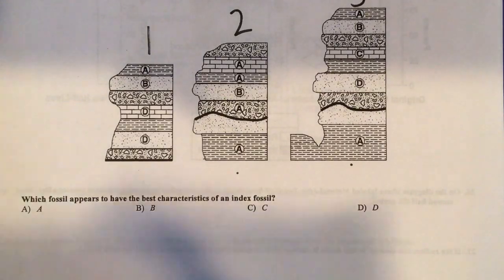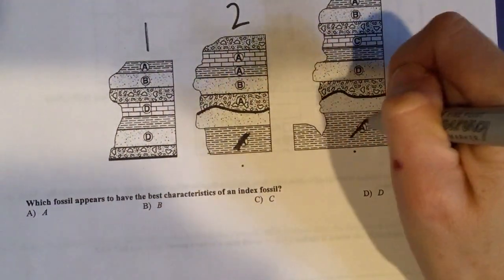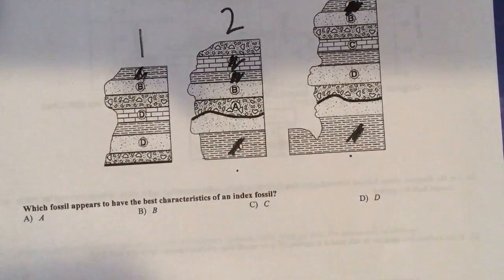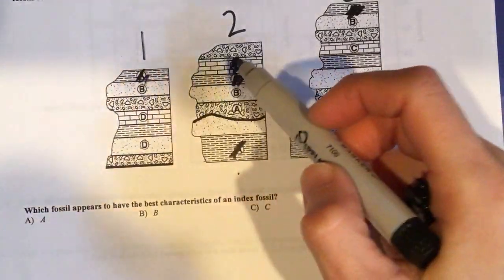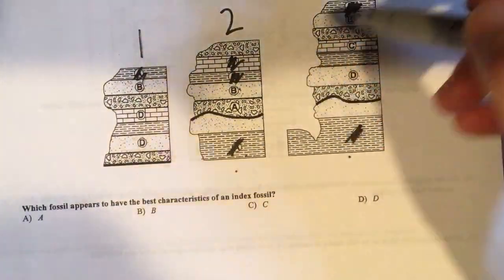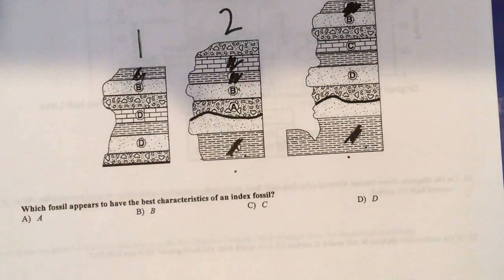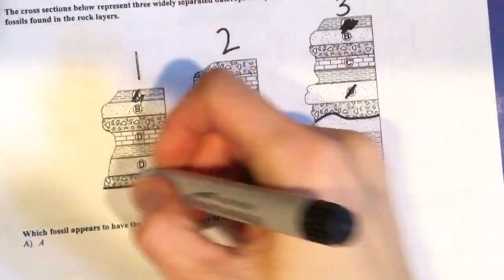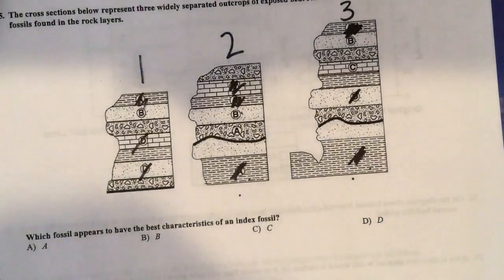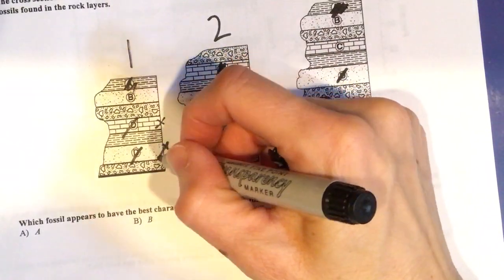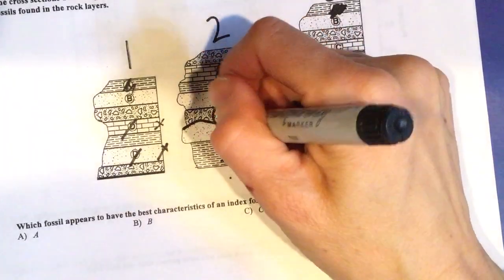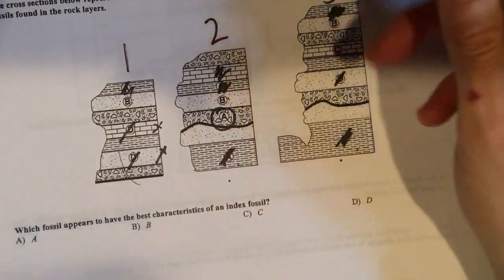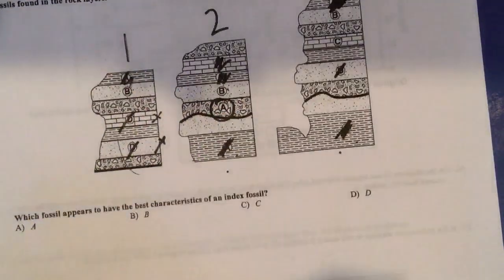So if I look, A is not good because A occurs here. It also occurs up here and here and here and here. So I have no way of saying, okay, this rock is the same age as this rock and this rock and this rock. It doesn't work. If I look, D occurs here, here, and here. Too many places. Again, this rock is not the same age as this rock. If I look at C, it only occurs once. It doesn't happen over here. It doesn't happen over here. I have no clue how old that rock is.